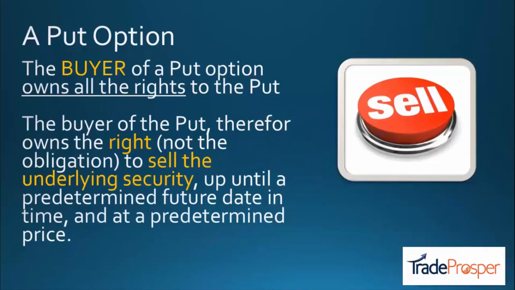It's important to understand, though, that the buyer of a put option owns all the rights to the option. So in summary then, a buyer of a put option therefore owns the right, but not the obligation, to sell the underlying security, up until some predetermined future date in time, and at a predetermined price.